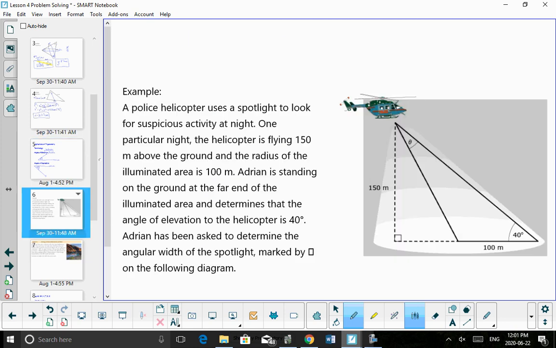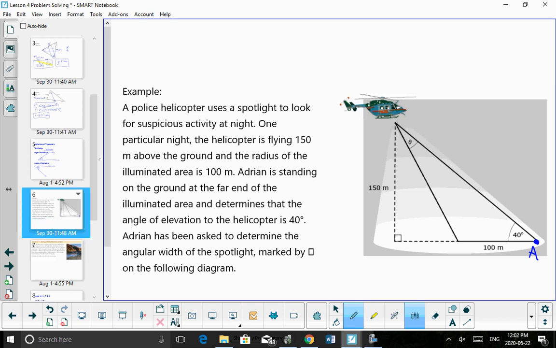Okay, so it says here, a police helicopter uses a spotlight to look for suspicious activity at night. One particular night, the helicopter is flying 150 meters above the ground, and the radius of the illuminated area is 100 meters. So I don't know if you can see this here, but here's a circle, okay? So from the center to the edge of that circle, that's the radius. So that's 100 meters right there, okay? Adrian is standing on the ground at the far end of the illuminated area. So he is standing right here. That's where Adrian is standing, okay?